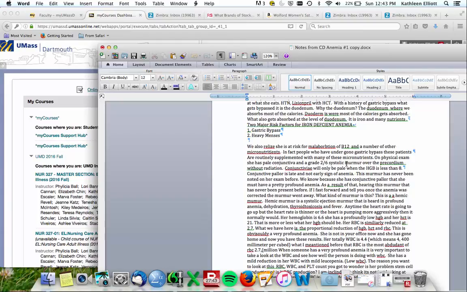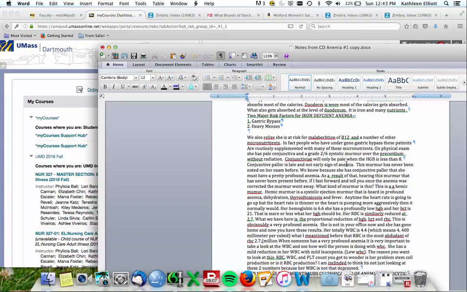Her hemoglobin is 6.6. She has profoundly low hemoglobin, and her hematocrit is 21. This is more or less what her hematocrit should be. Her RBC is similarly reduced at 2.7. What we have here is proportional reduction of hemoglobin, hematocrit, and RBC. This is obviously a very profound anemia. She is not in your office now. She has gone home, and now you have these results.